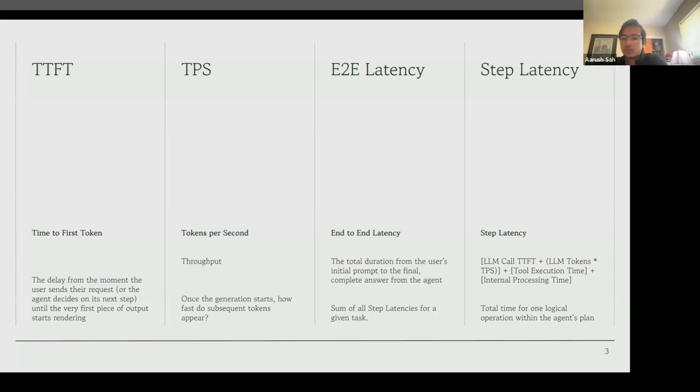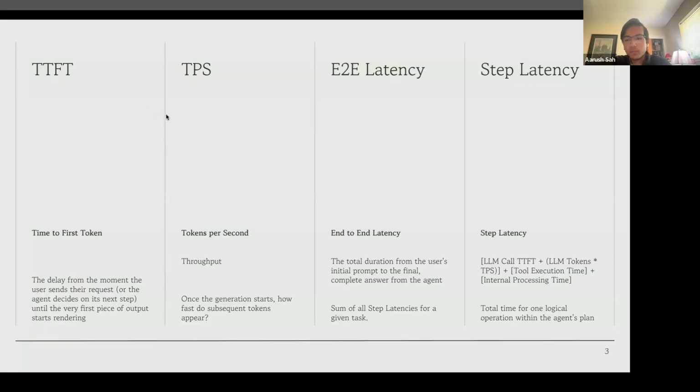Going back to end-to-end latency, it's not just the sum of step latencies because agents don't always run linearly, right? They can backtrack, retry failed operations, refine their approaches. A task that could take 30 seconds can balloon to 90 seconds when things go wrong.